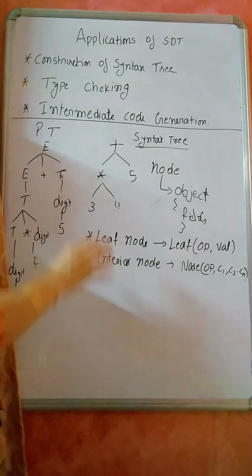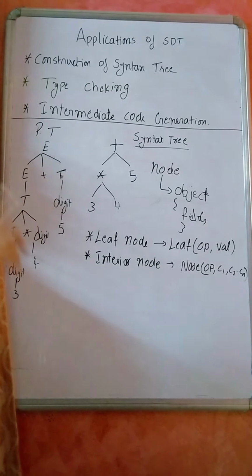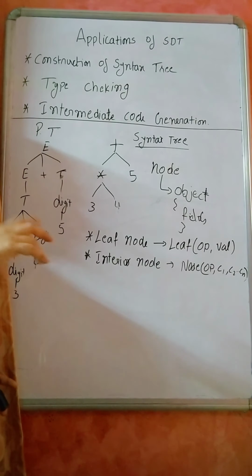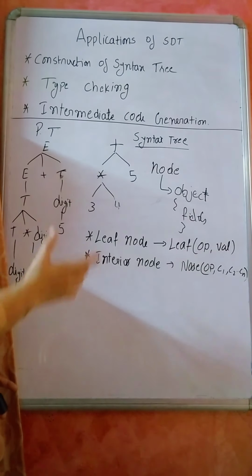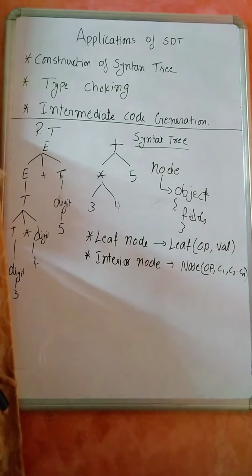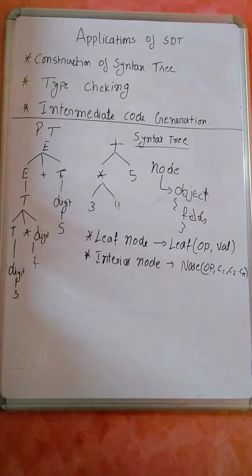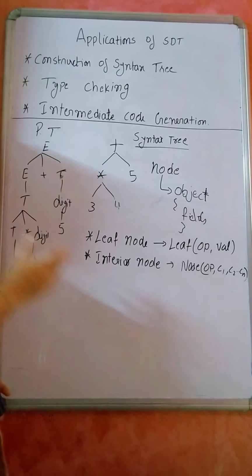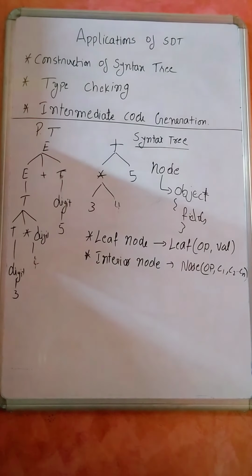So getting my point, each node of your syntax tree will be implemented by using an object, which has a collection of fields. Each of these interior nodes will represent a construct, and their child nodes will usually represent the meaningful components. Maybe a number, maybe some variable, some digit, or whatever it is. So that is about the syntax tree. Now along with an example, we'll see how to construct the syntax tree.